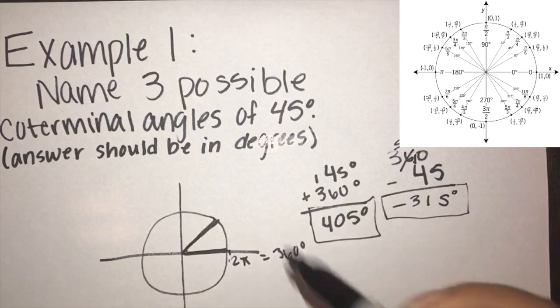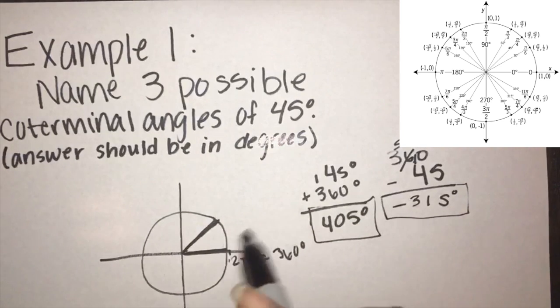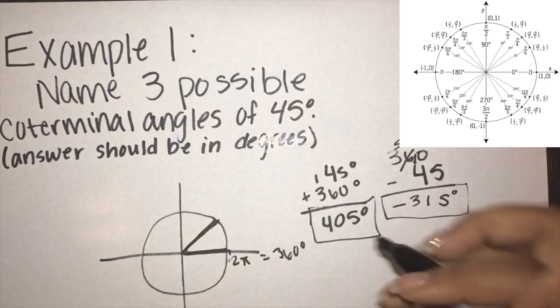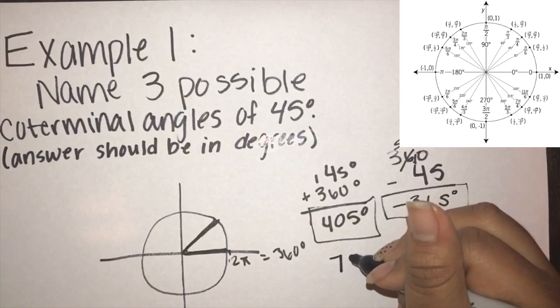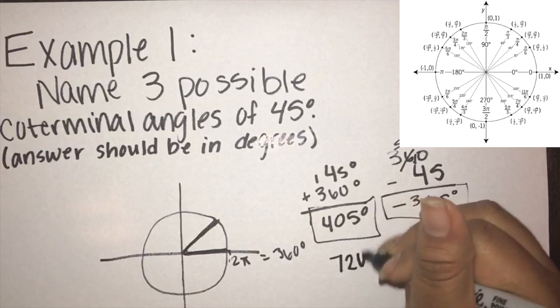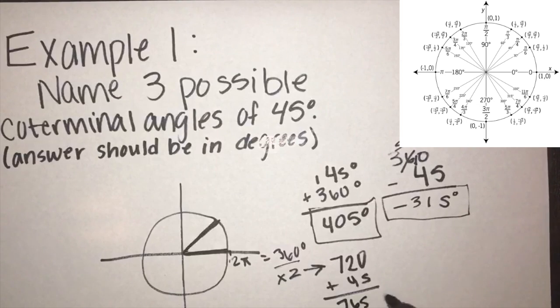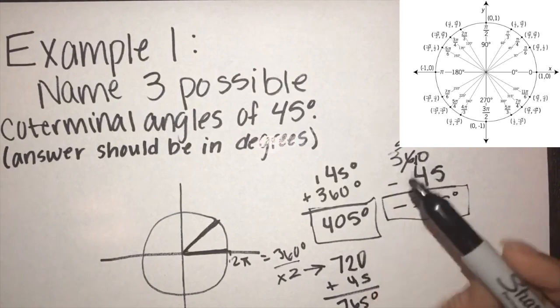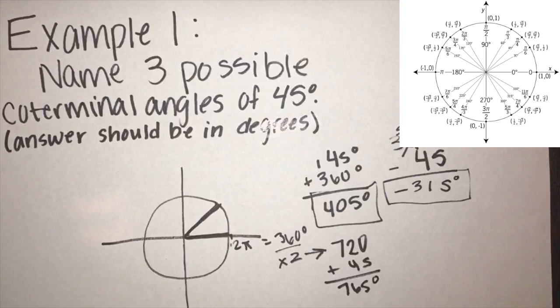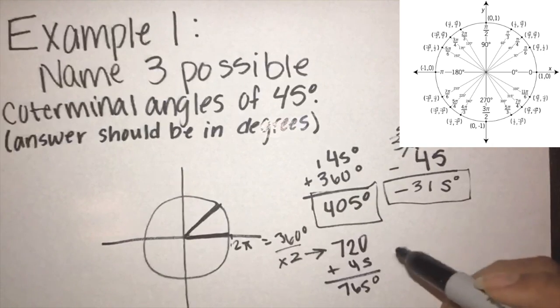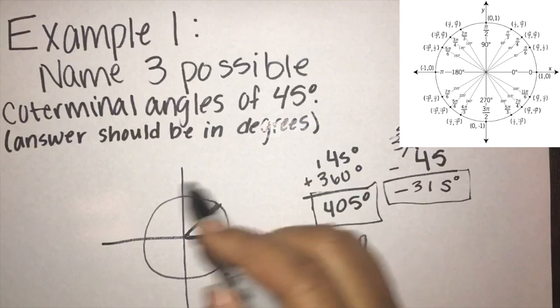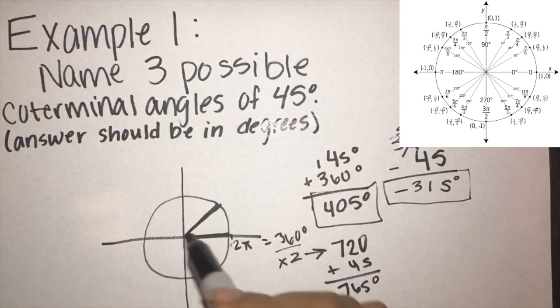If you want to do the same thing, instead of just going around the circle once, we could also go around twice. So we can do something such as 720 degrees, which is one lap around the circle times 2. We can do 720 degrees plus 45, and that would give us 765. So there are a lot of options for coterminal angles. You just need to make sure that once you add or subtract laps around the circle, they always have the same starting and end point.